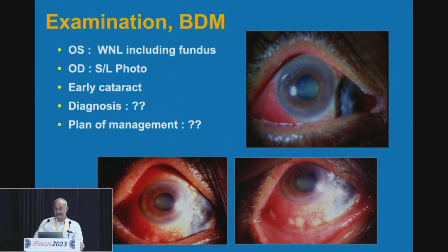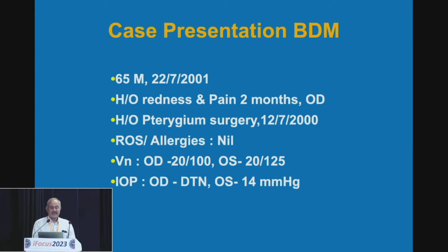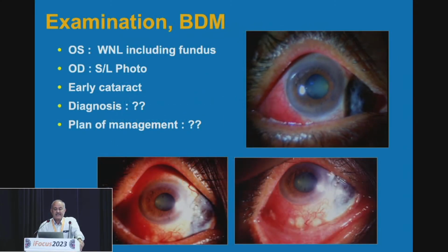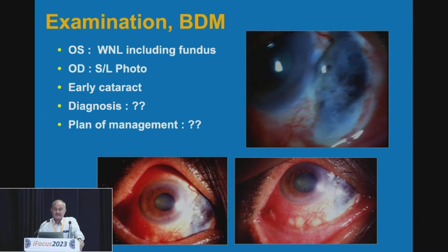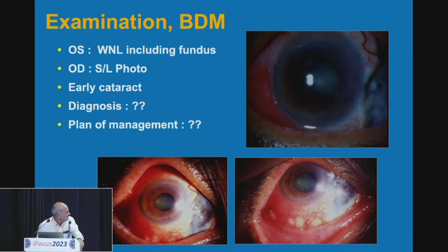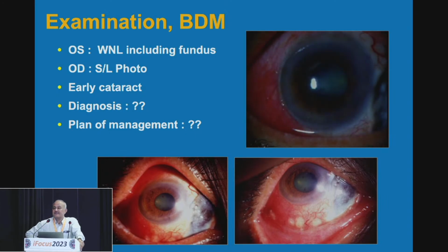Another patient I'll share with you. This is a patient I had managed in 2001, just joined LVP a few years before. This patient came from Rajasthan, had a history of pterygium surgery, and then you look at the presentation. Do you know what it is? What do you think it is? Diagnosis, anyone?